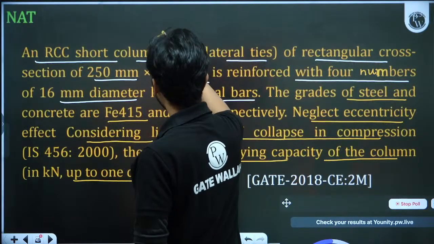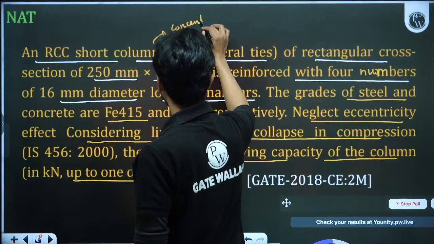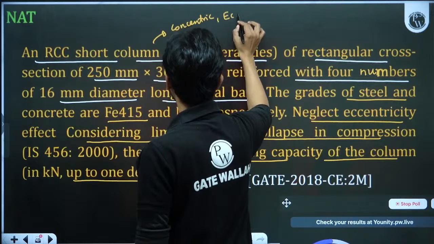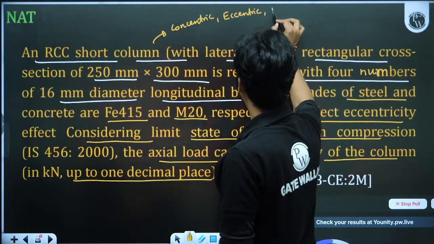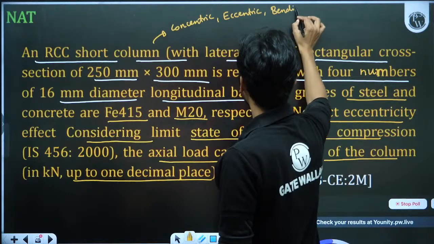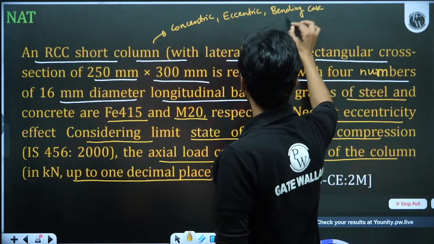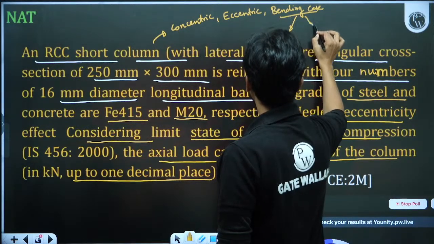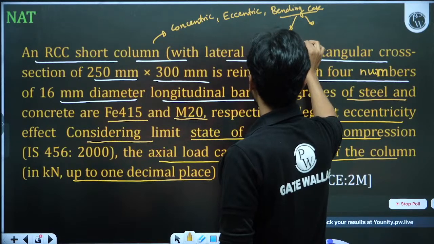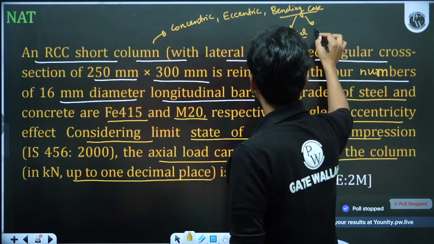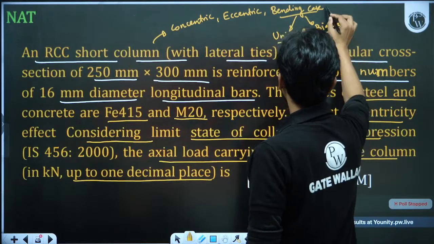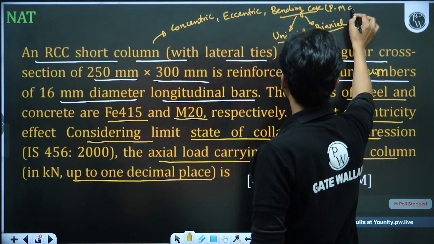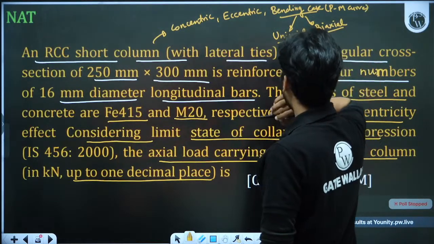You must know the concentric, eccentric, and bending cases. You must know all the cases. In bending, there are two cases: uniaxial bending and biaxial bending. In both bending cases, you need the PM interaction curve.